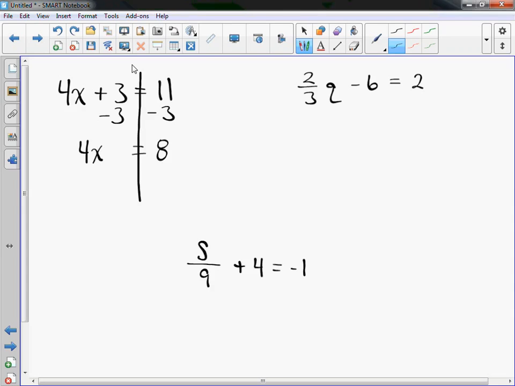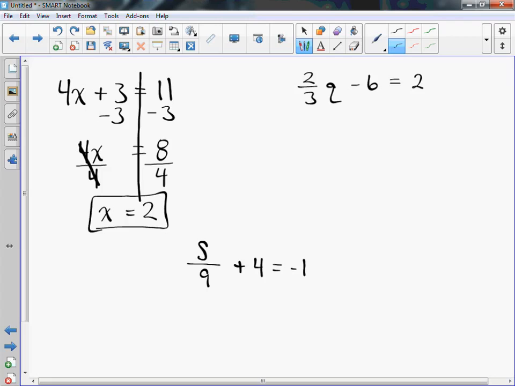Okay, we have 4 multiplied by the x, so we're going to divide by 4 on both sides. These 4's cancel, and x equals 8 divided by 4, which is 2. Okay, pretty simple. Okay, let's go to the right over here and look at the next one.